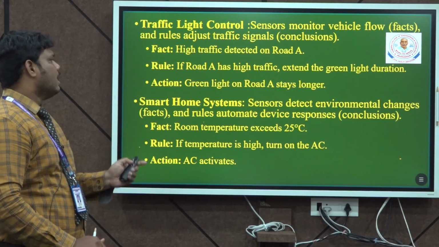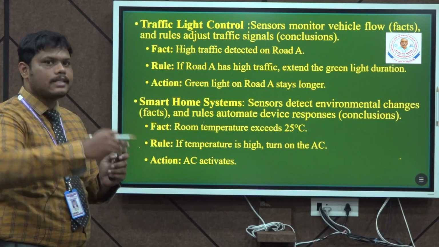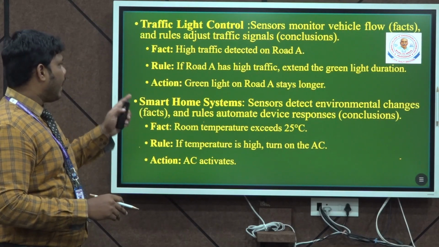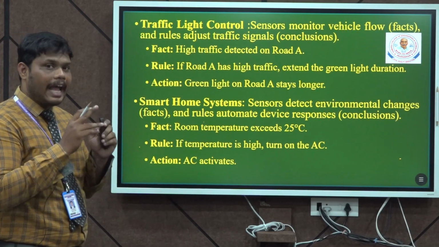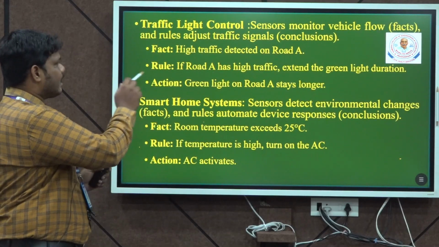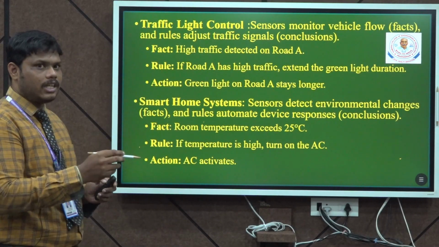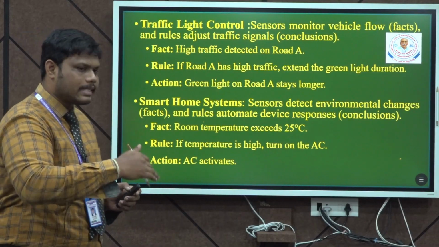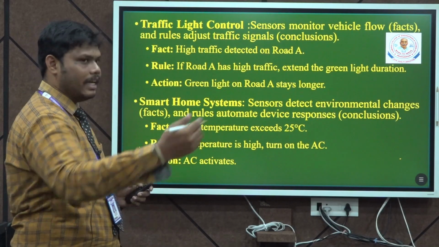So the action is the green light on road A stays longer, because the fact is that road A has high traffic and the rule is to extend the green light duration. So the action is the green light on road A stays longer for a few minutes.